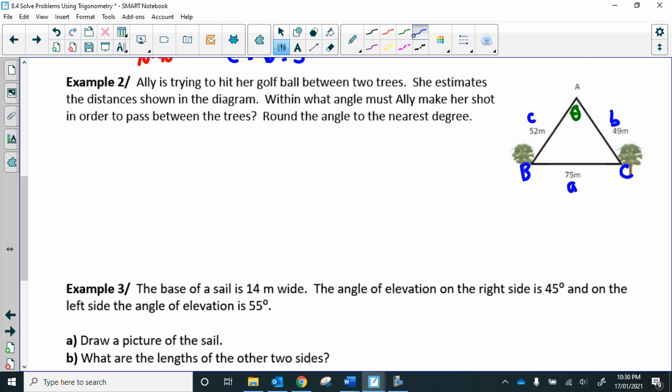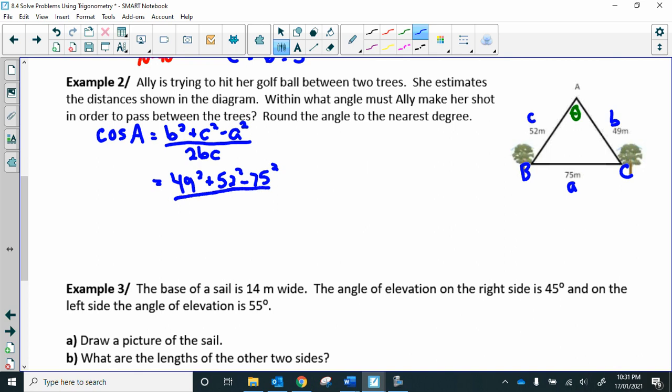I'm trying to find A, so I'm going to use the Cos Law formula that starts with capital A. So that is b squared plus c squared minus a squared all over 2bc. And again, you don't have to memorize that. You might just have to look back in your notes to find the formula. We're going to substitute everything that we know. We have 49 squared plus 52 squared minus 75 squared all over 2 times 49 times 52.